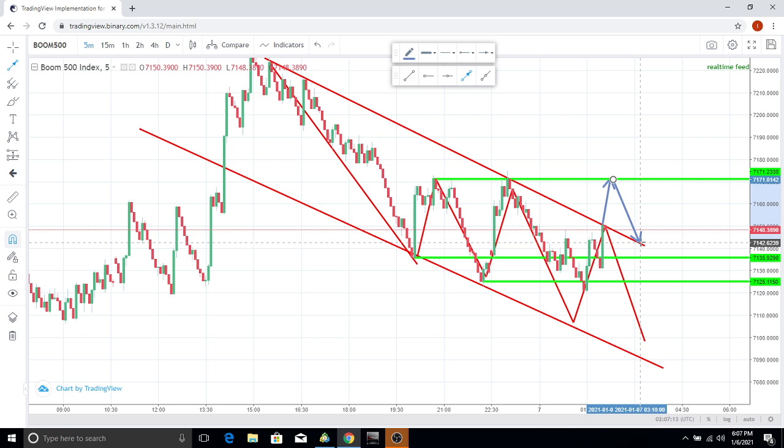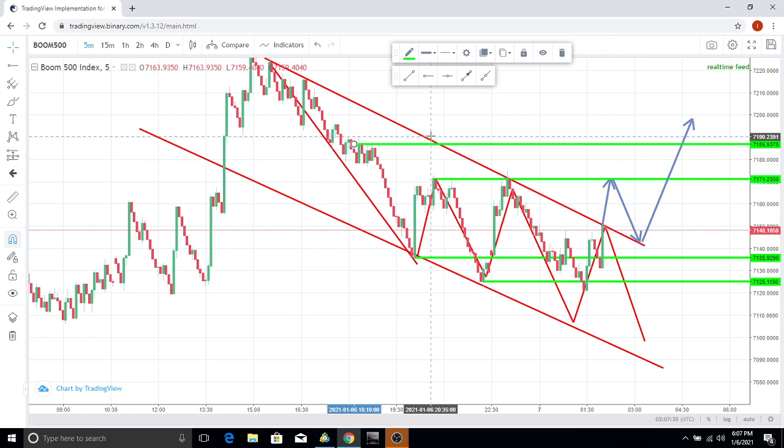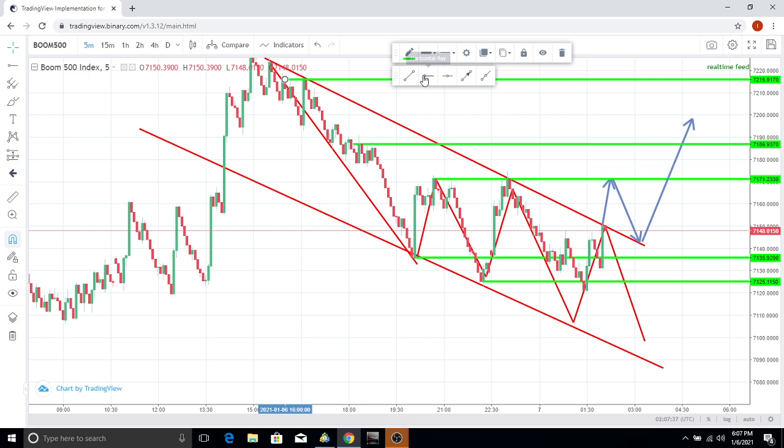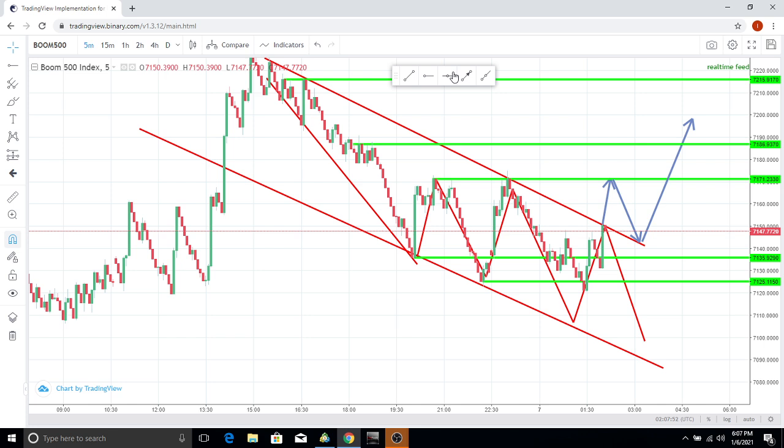then I will expect another drastic move up, right? Because we have another level here. See that this is another level we have here. So I expect this market to move up to that point if it breaks this trend line here. I expect it to come back to the trend line and shoot up.